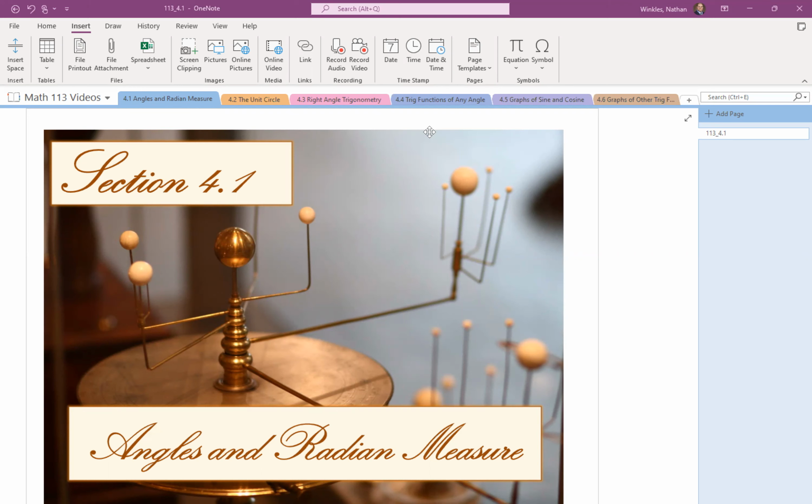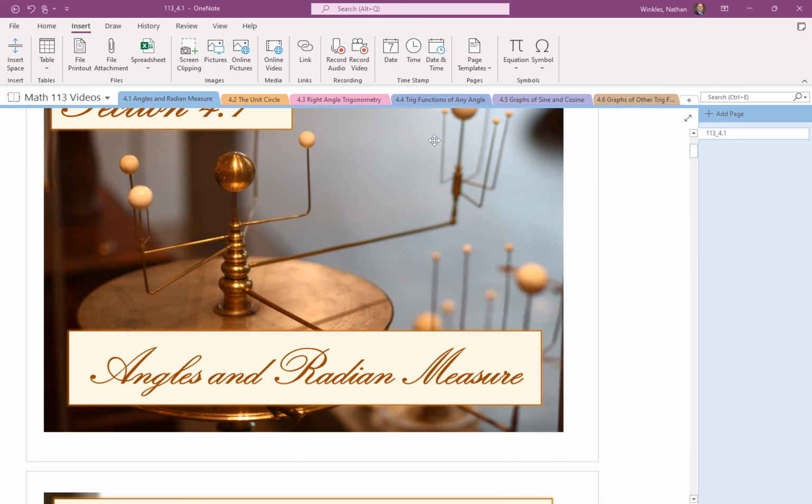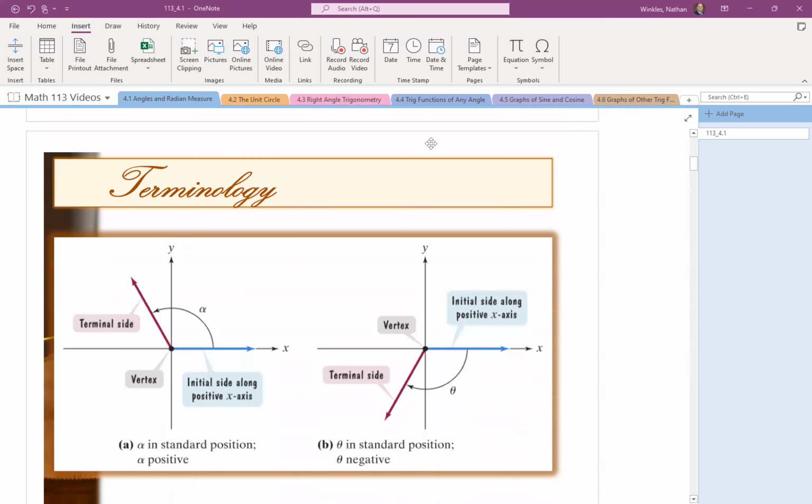So you will see that a bunch of these are worked out already. So we're going to kind of talk through them and see what we need to do, so that way we have a good idea of everything that's going on. Some terminology that we need to make sure that we understand whenever we start talking about angles and radian measures is what are the different sides.